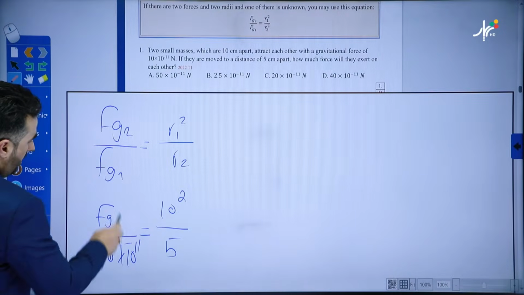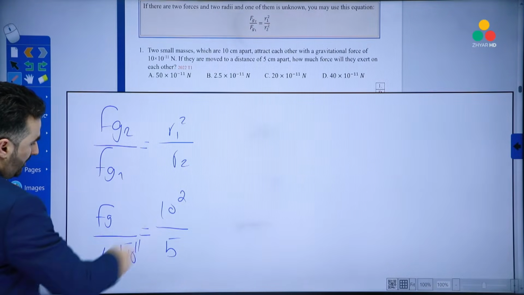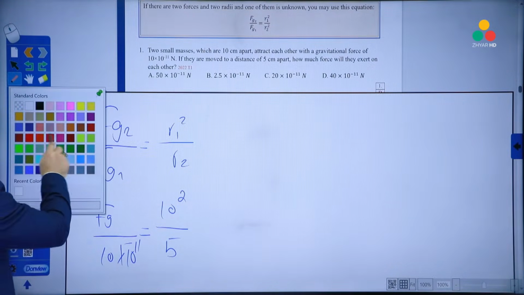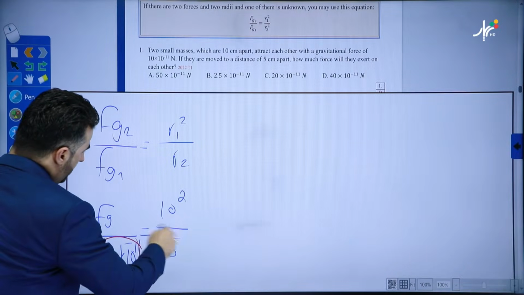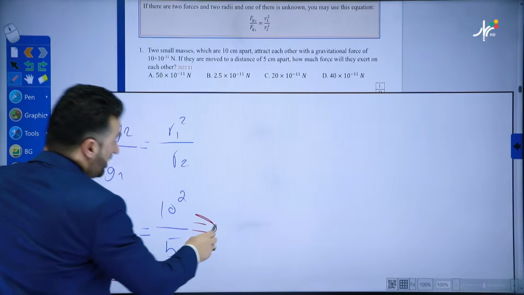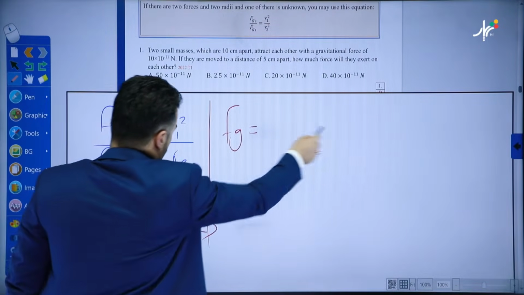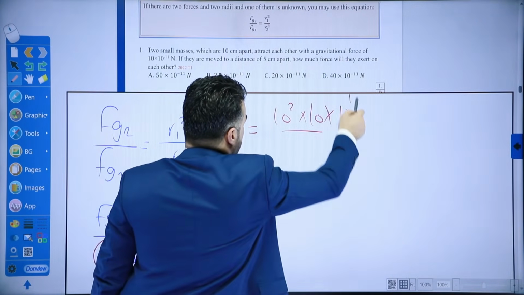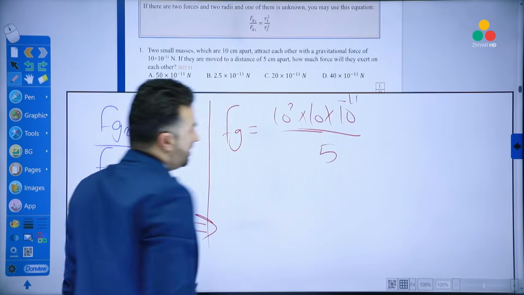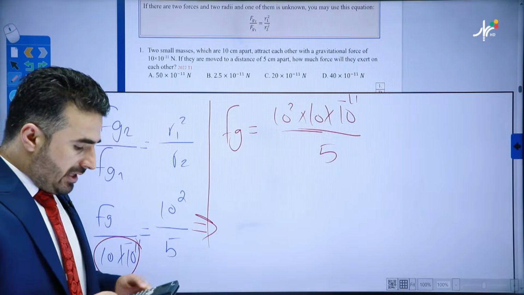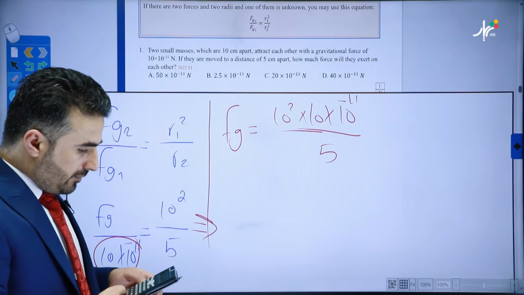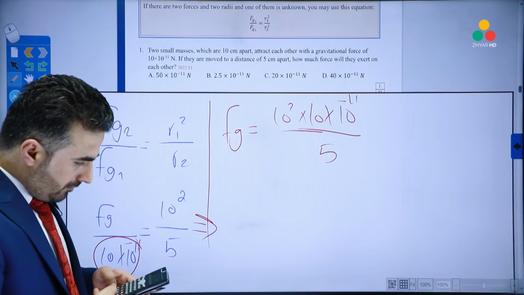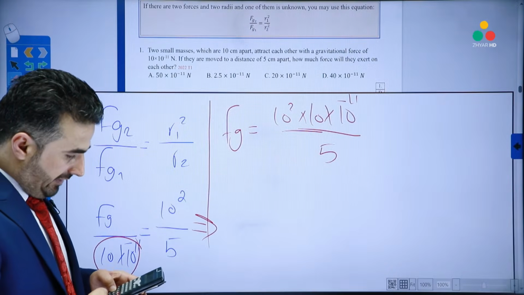So what is going to be the force of gravity? So now here, you can use cross multiplication, of course. You could just multiply this one to the other side, and you can find Fg, because Fg in this case will be the subject, yes? So we can say Fg equals 10 squared multiplied by 10 times 10 to the power negative 11, divided by 5. So use a calculator, okay? 10 multiplied, or we can say 1,000 in this case, multiplied by 10 to the power negative 11, and then divided by 5.